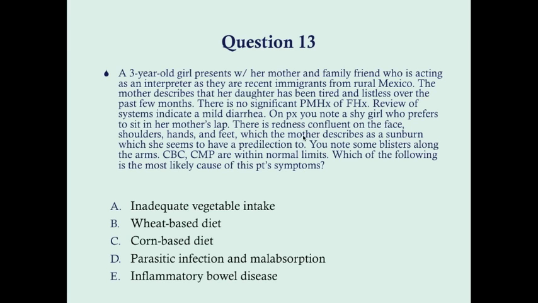There is confluent redness on the face, shoulders, hands, and feet, which the mother describes as a sunburn, which she seems to have a predilection to. You note some blisters along the arms. CBC and CMP are within normal limits. Which of the following is the most likely cause of this patient's symptoms? A, inadequate vegetable intake; B, wheat-based diet; C, corn-based diet; D, parasitic infection and malabsorption; or E, inflammatory bowel disease.